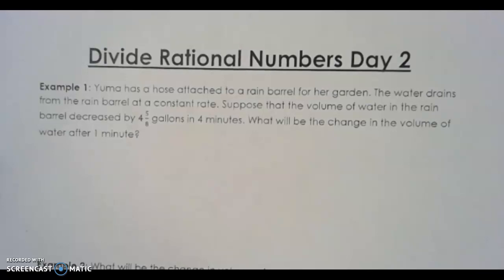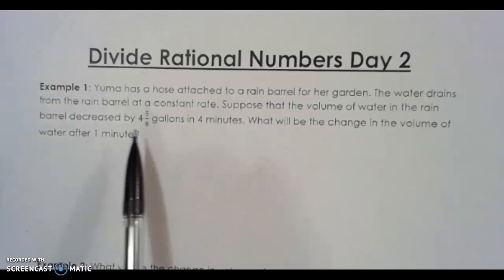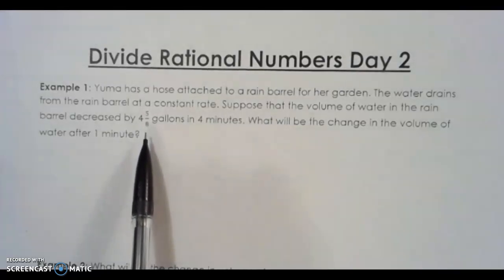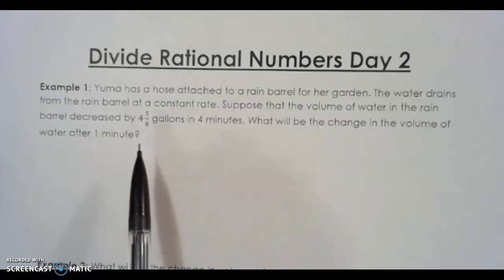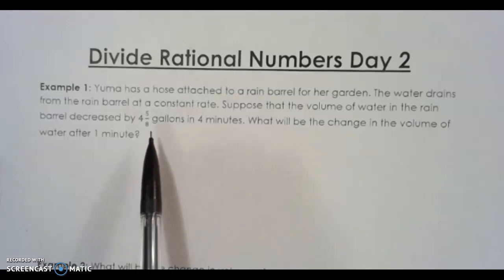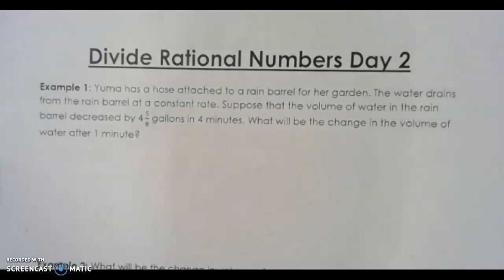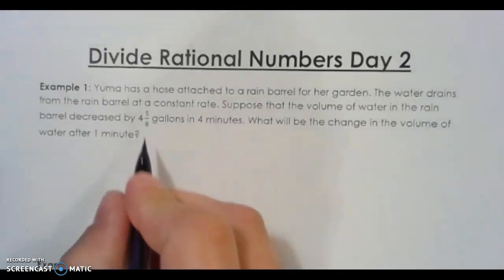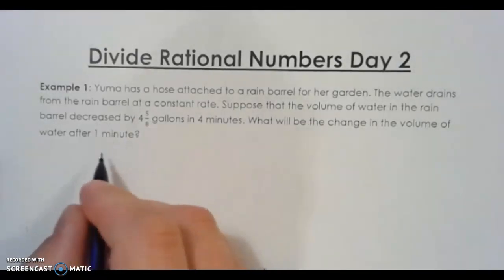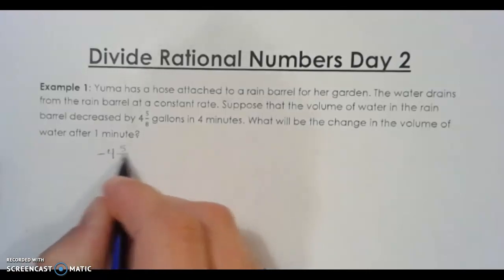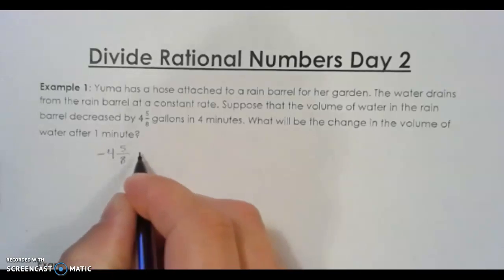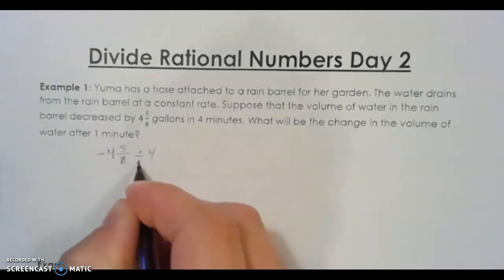Okay, so since the water is constantly flowing out at the same rate, and it's decreased 4 5/8 gallons in 4 minutes, I'm going to have to divide in order to figure out how much it's going to drain in 1 minute. And so I'm going to start by setting up my problem. Decreasing 4 5/8 gallons is going to be represented by negative 4 5/8, and I'm going to divide that by the 4 minutes.